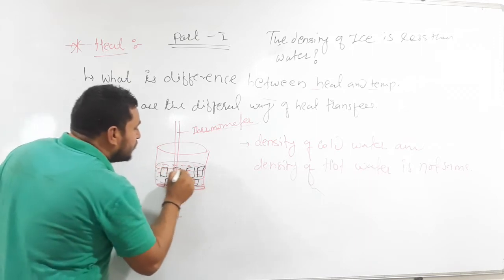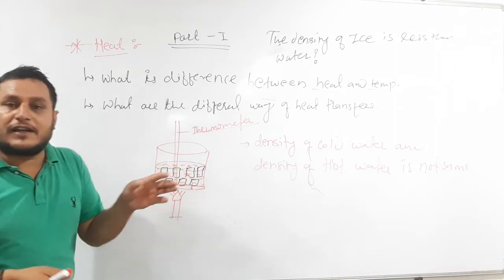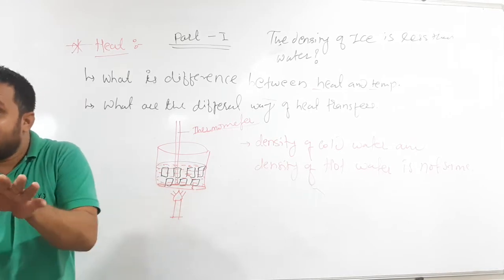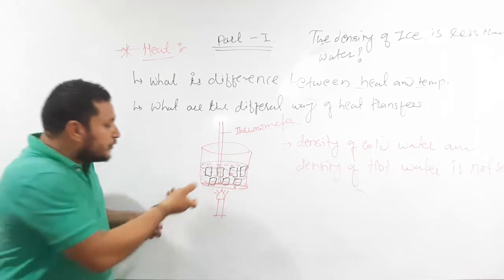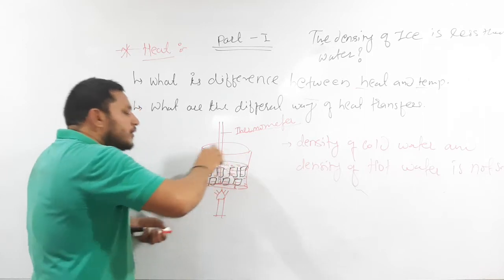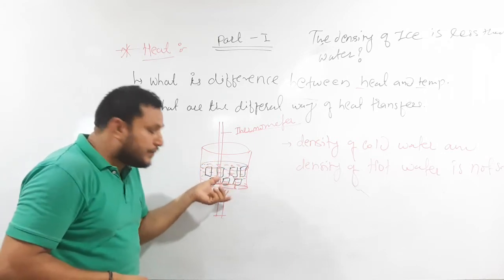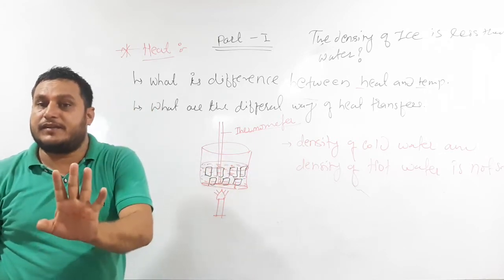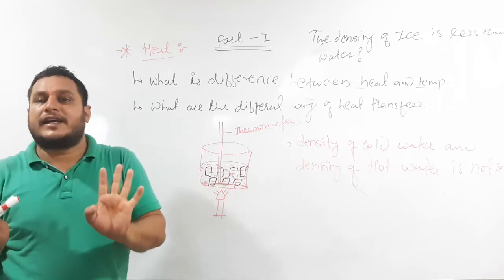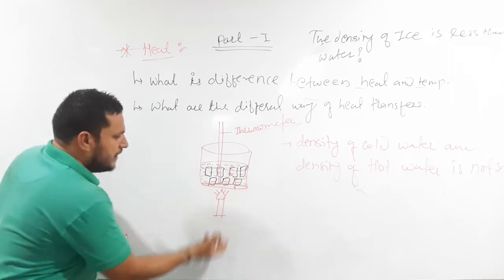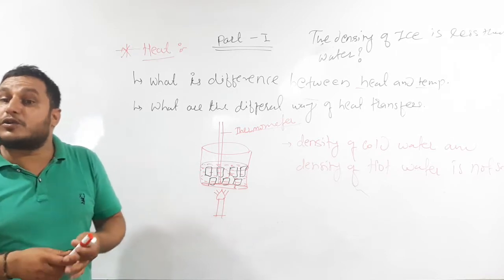Due to that meeting, the temperature of that hot water again decreases, due to meeting with the ice cube. Clear? Due to that transfer of water molecules, up to a particular time, the temperature of that mixture is the same, meaning constant. There is no decrease and no increase. Why? We are still providing heat energy, and still there is no change in temperature. How is it possible?